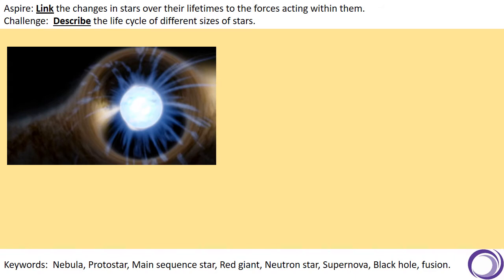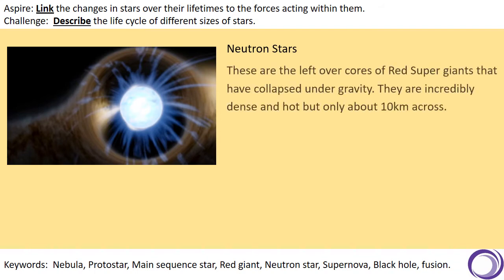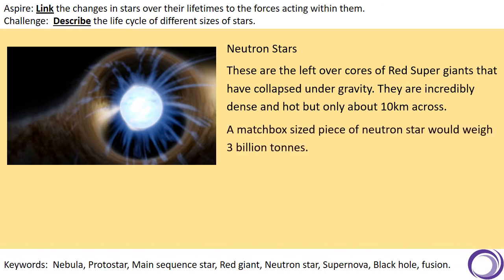Now we're starting to get to sort of specialised, really interesting stars here. So we've got a neutron star. Now, big stars go through their life, turn into red supergiants, and then they tend to collapse under gravity as they're getting towards the end of their life. Now, they collapse to an incredibly small size, only 10 kilometres across. So this huge, massive red supergiant collapses down, becomes incredibly dense and hot, but incredibly small. So a matchbox-sized piece of neutron star would weigh 3 billion tonnes. So they've got a total mass of a bit more than the sun, but they collapse down into a tiny, tiny volume.